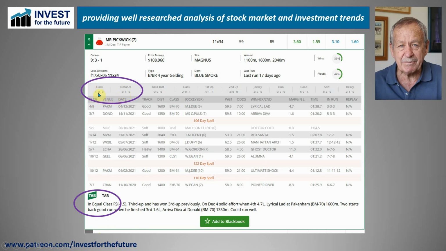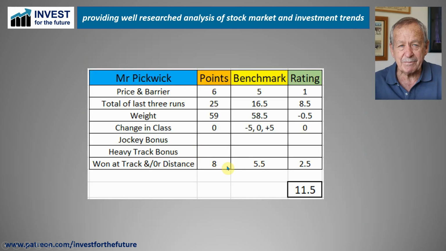So if there's a 0 there and a 0 there, it gets no points. If there's a 1 there and a 1 there, it will get 11. If there's a 1 here and a 0 there, it will get 3, and in this case, because 0 there and a 1 here, it will get 8 points for having won at the distance but not having won on the track. And so because the benchmark is 5.5, it gets 2.5 as far as rating points are concerned.